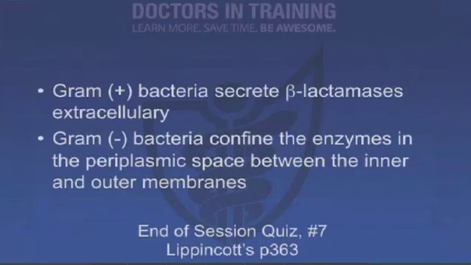So the gram-positive organisms secrete beta-lactamase extracellularly. So they're kind of shooting out right around their cell, hoping to catch that penicillin before it binds to their cell wall or to their cell membrane. Where the gram-negative bacteria confine the enzyme in the periplasmic space between the inner and the outer membrane. So they kind of hold on to it. So if a penicillin does happen to get through their membrane, which they don't do that often because remember those membranes are tougher to get through for penicillins, it's going to use that beta-lactamase to inactivate it as well.